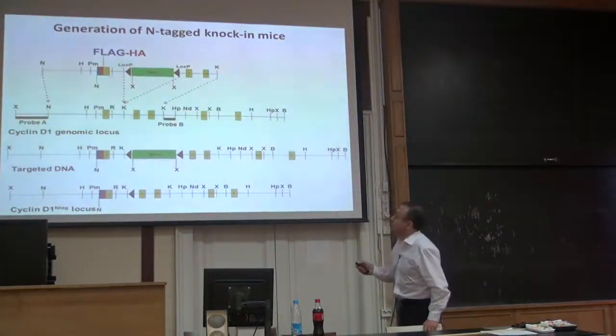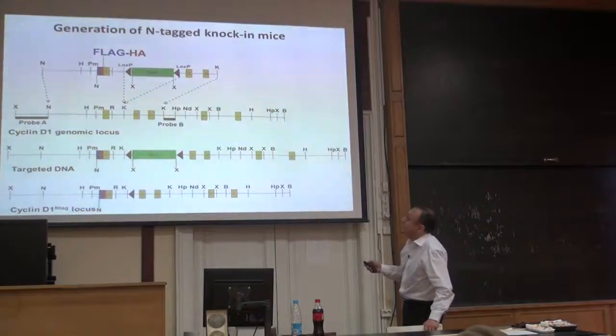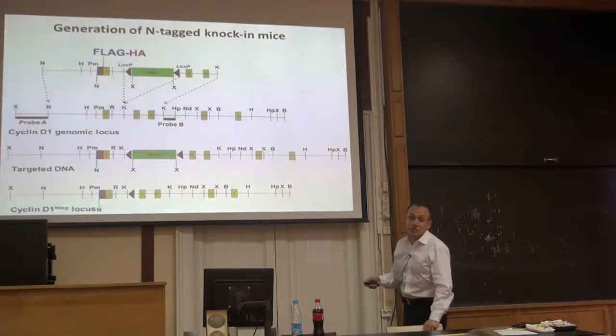So to address this question, Fred generated a knock-in strain of mice where, using gene targeting, he inserted into the 5' end of the cyclin D1 gene the sequences encoding Flag and HA tags. So this is one strain of mice which express, in a homozygous state, cyclin D1 which, in the N-terminus, contains Flag and HA tags.